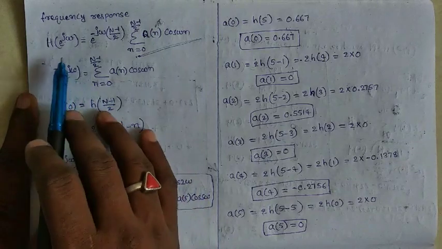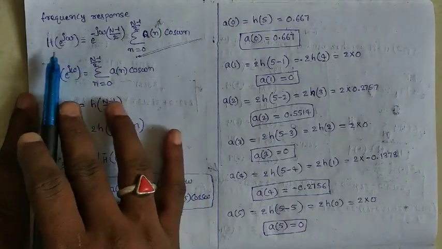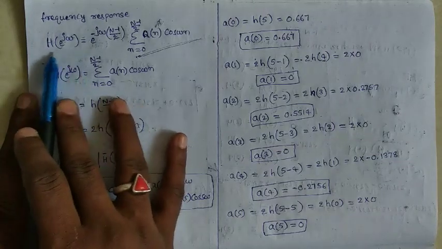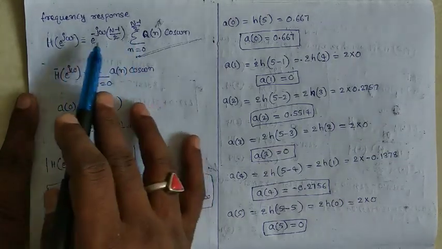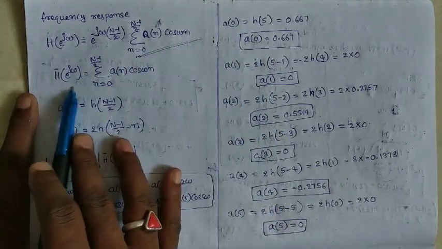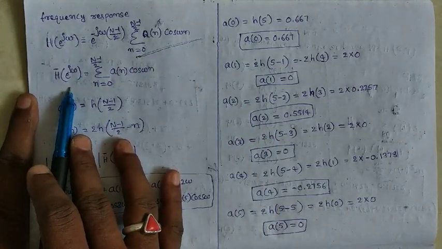Here now we are determining the magnitude plot. Now we are plotting the magnitude plot. Here the magnitude of H(e^jω) is equal to what? The magnitude of this one, means the magnitude of H bar of e power j omega.